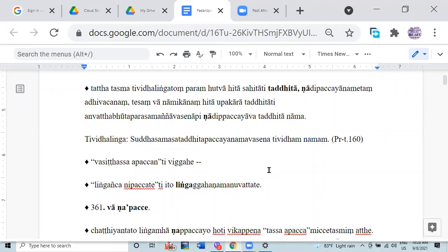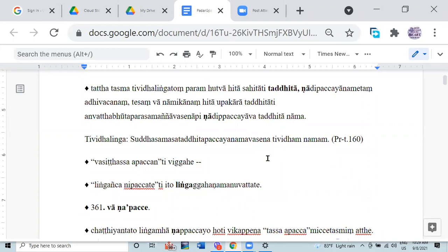Be careful. The words vasa, beda and pala come at the end of a compound. Mostly, the preceding noun takes genitive. That means before vasa, the noun must be genitive, mostly the plural genitive. That means sodha, samasa, Taddhita, paccaya, nama, nam, vasena.